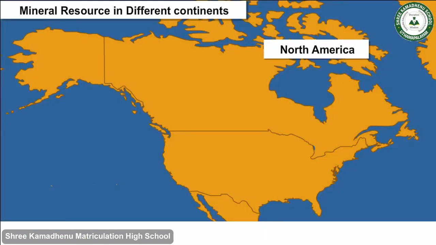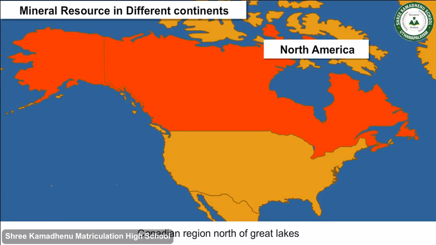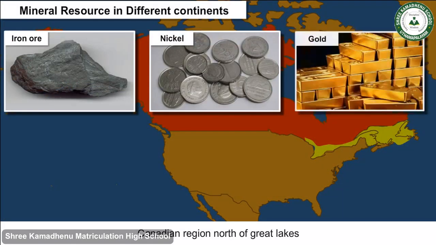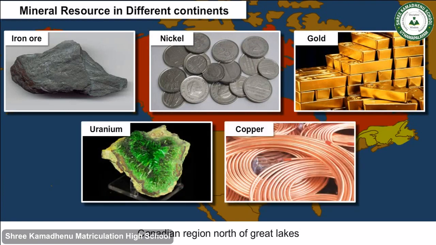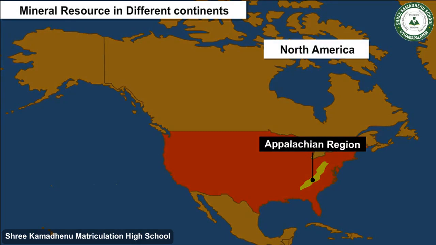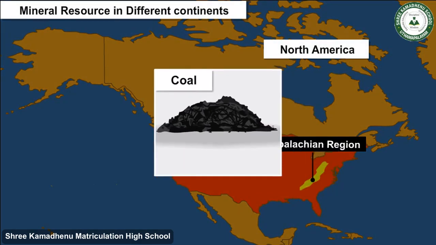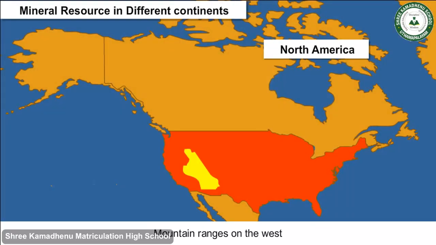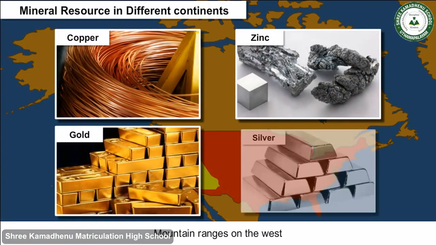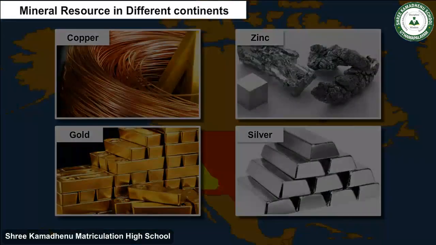North America: in the Canadian region north of Great Lakes, iron ore, nickel, gold, uranium, and copper are found. Appalachian region for coal. In the mountain ranges on the west, copper, zinc, gold, and silver are found.